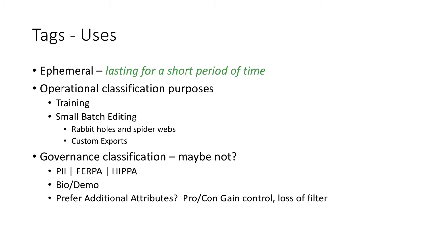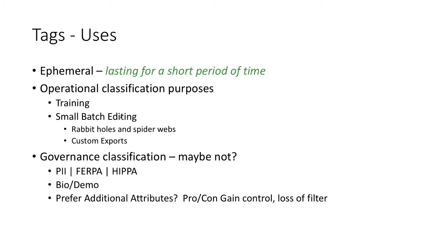You can also, if you can retrieve it as a tag, export it. So if you create a spider web of 10 definitions, you can easily export those 10 definitions, edit them externally, and then re-import them. So it's a nice categorization feature for operational purposes. For governance classification, examples would be if you wanted to flag definitions that are PII or for FERPA or HIPAA, etc.